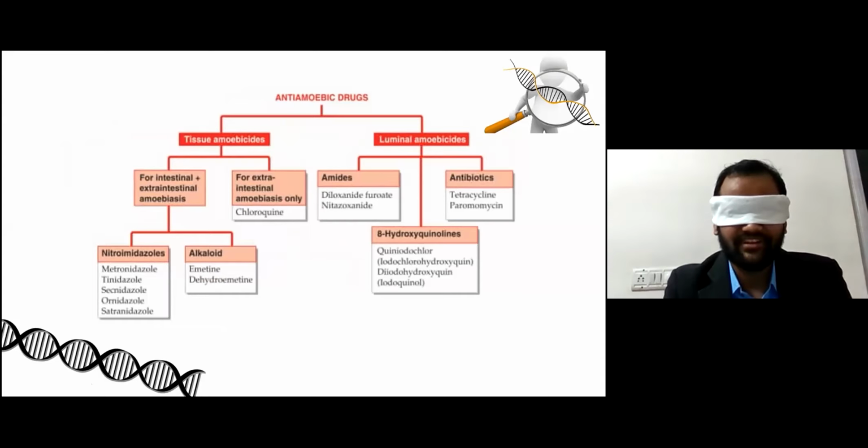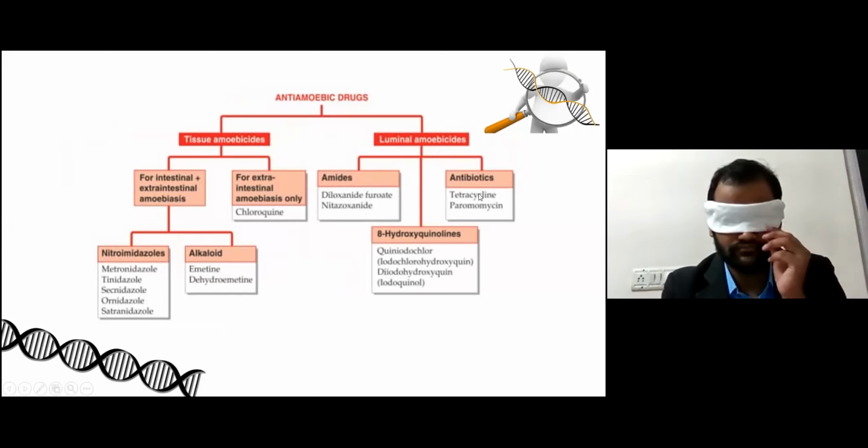Tetracycline. Tetracycline is another group of drug, but it also comes as an amoebicidal drug, in which it is a luminal amoebicide. And it comes under antibiotic, the last classification. Okay, chloroquine.